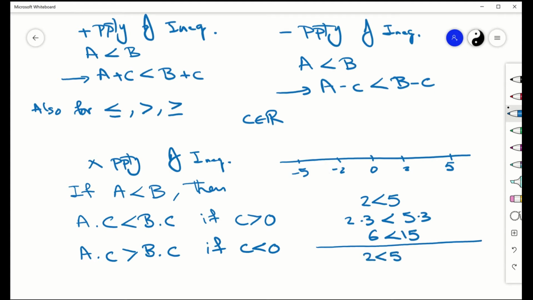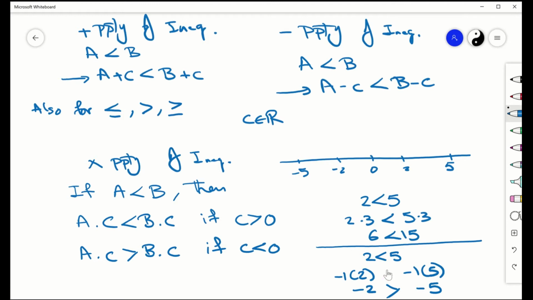Now, start with 2 is less than 5 again. This time, let's multiply both sides by something like -1. Any negative number will do, but -1 is good enough. So -1 times 2, and we want to compare that to -1 times 5. Now, notice what happens. On this side, you end up with -2, on that side with -5. But look, -2 is not less than -5. -2 is in fact to the right of -5 and therefore greater than -5. So this will have to change like this.